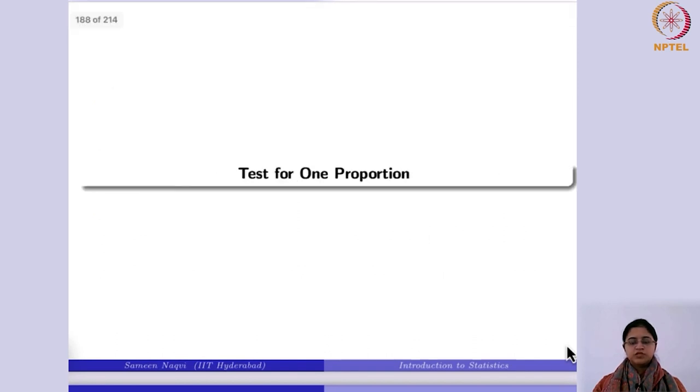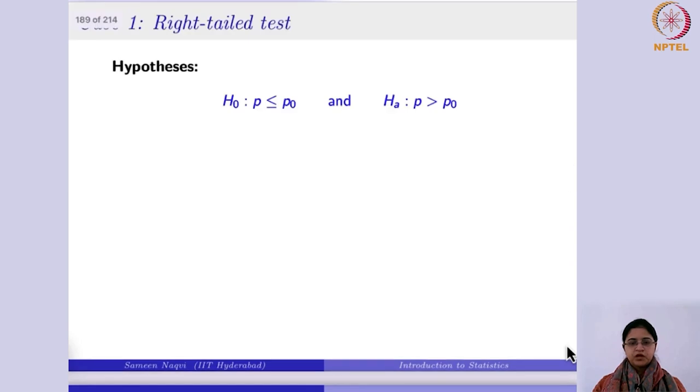So now we come to the test for one proportion. In the test for one proportion, if you can recall, we would be using the binomial distribution, but since we have an approximation by the normal, we will be using that. So here also, for the right tail test, the alternative is p greater than p naught, and the null would be the reverse of that, p less than or equal to p naught.